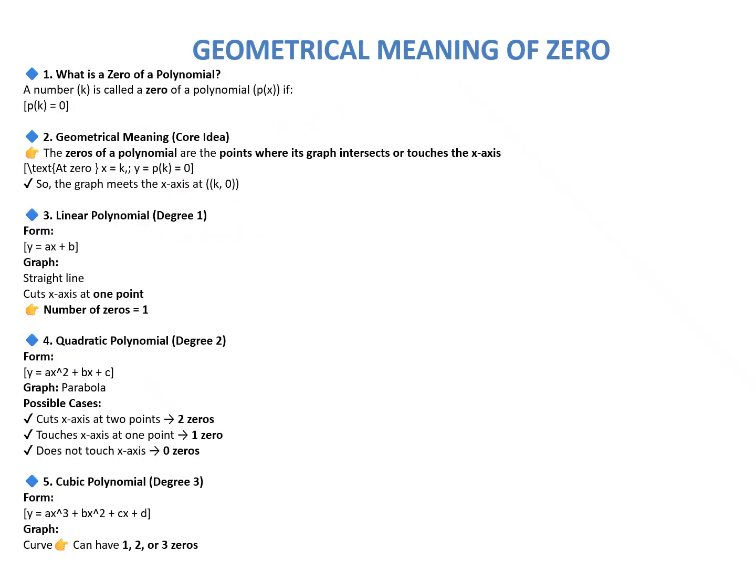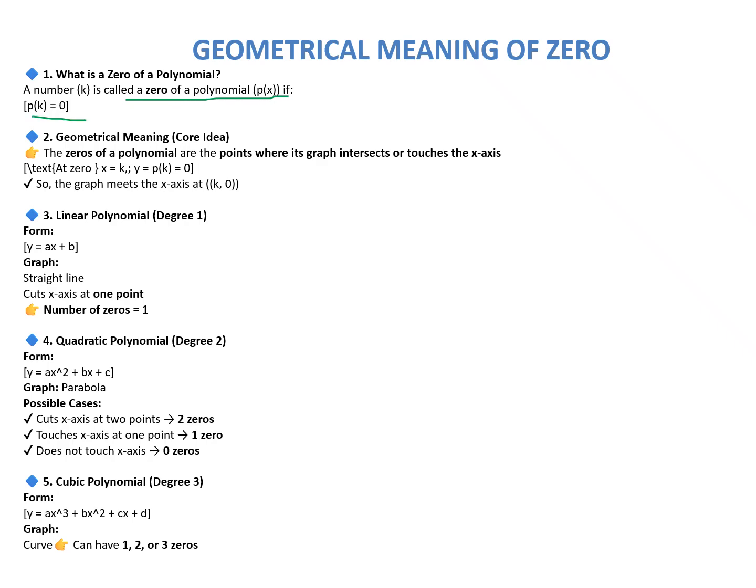Okay. Now, in this chapter, we are going to discuss extensively the zero of a polynomial, because we are going to understand this in a bit more detail since it also has a geometrical representation. So what is a zero of a polynomial? A number k is called a zero of a polynomial p(x) if p(k) is equal to 0.